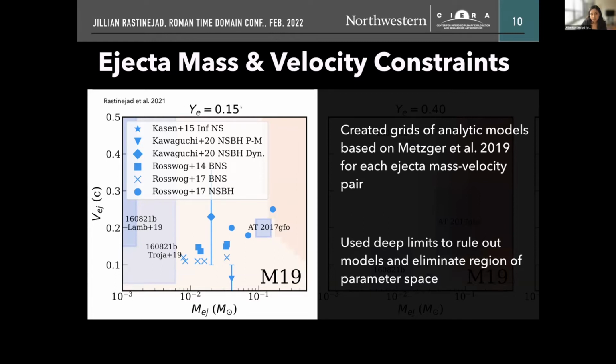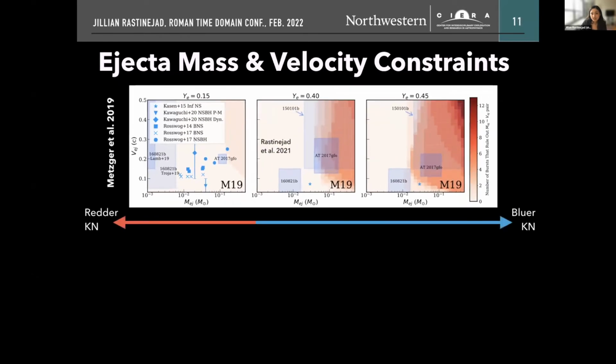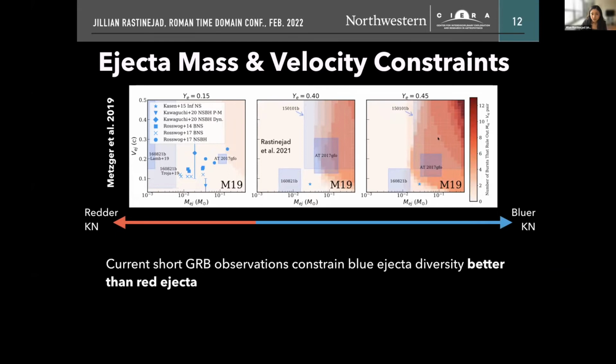So this is for a relatively low electron fraction, as Jenny discussed. We also do this for a bluer component electron fraction, and then also for a very blue component, just because a lot of our catalog is in the optical. What hopefully is immediately obvious is that current short GRB observations are much better at constraining blue ejecta diversity than red ejecta. This certainly does not mean that there's less blue ejecta than red ejecta. It just means that our observations don't touch the red ejecta grid to the extent that they touch the blue ejecta grids.